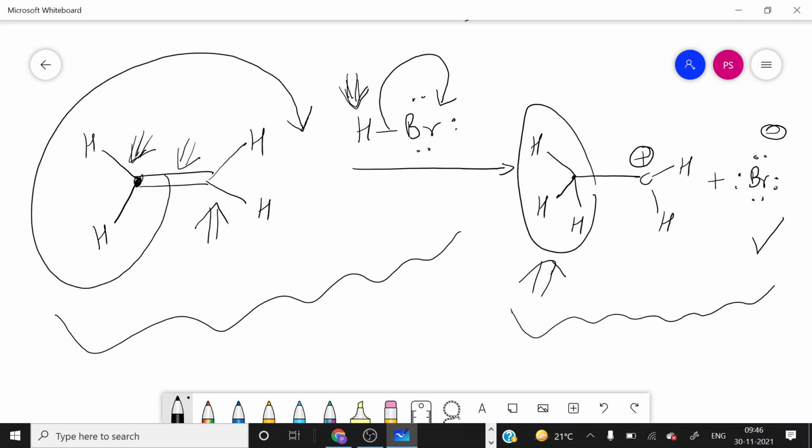Now what is the net charge on this C2H4 ethylene molecule? Zero charge, no negative, no positive, zero charge. What is the charge on this HBr? Zero charge. Okay, now what is the net charge on the right hand side species? Positive charge and negative charge, so the net charge is zero. Okay, that's why the charge is balanced. All atoms are there, left hand side atoms and right hand side atoms are also balanced. That's why this step is a balanced one.